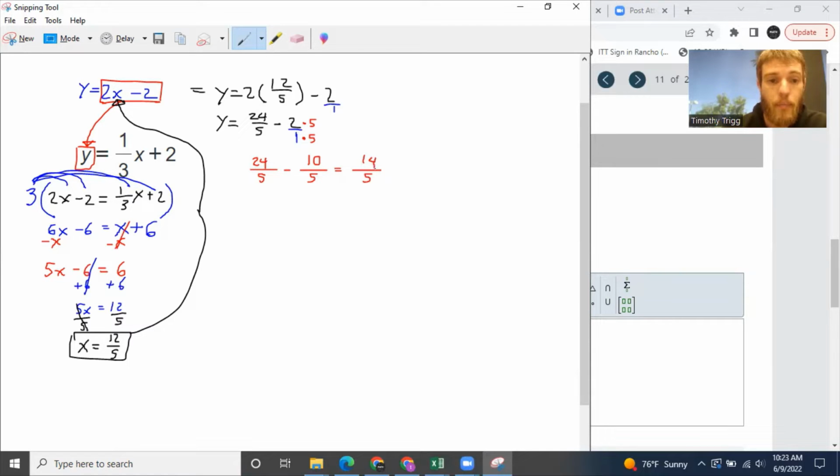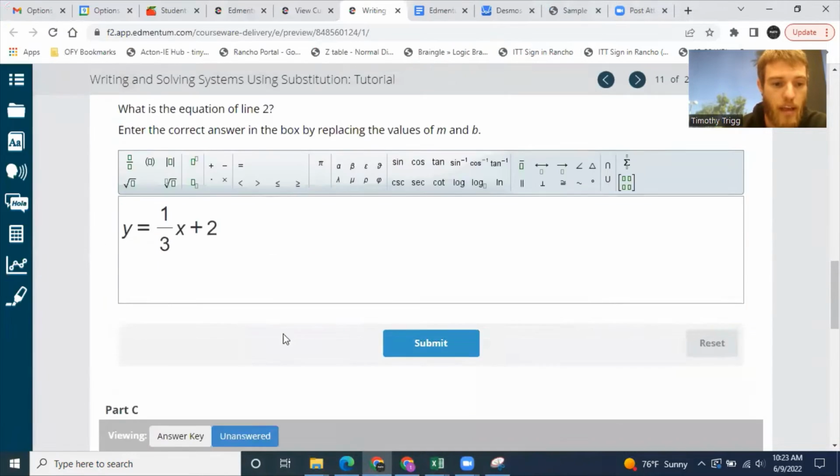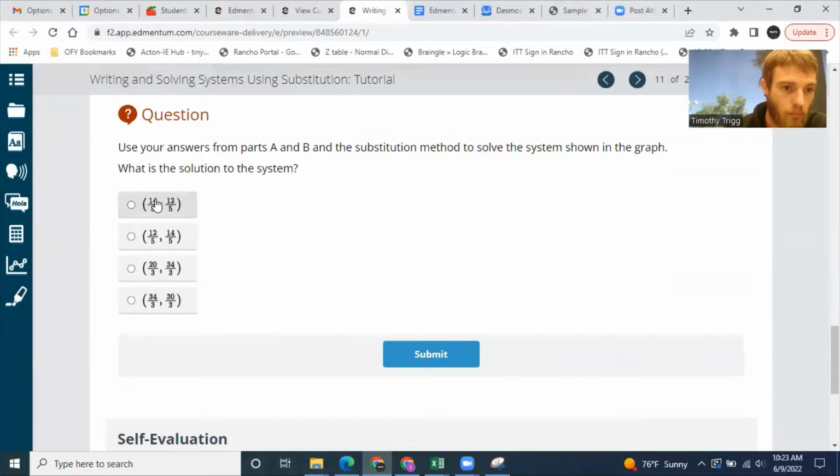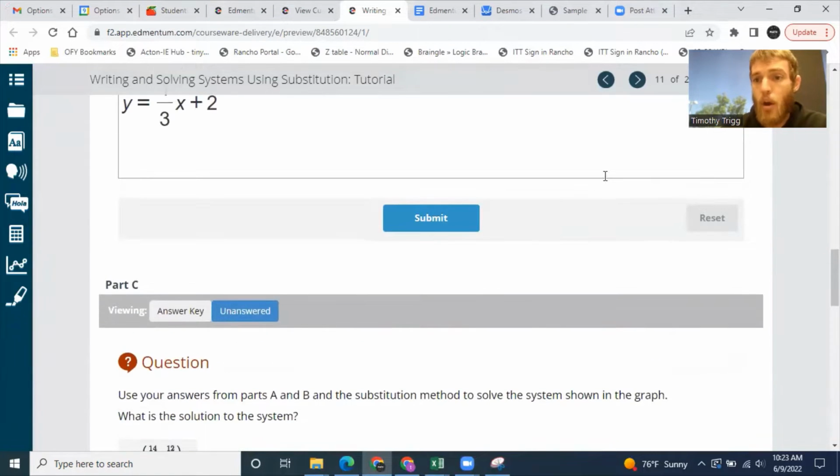Well, there you go. So the x coordinate is 12/5. We found that earlier from here. And then the y coordinate, because this is y equals, is 14/5. There you go. 12/5 and 14/5. Okay. Hope that made sense. If you have any questions, comment them below.